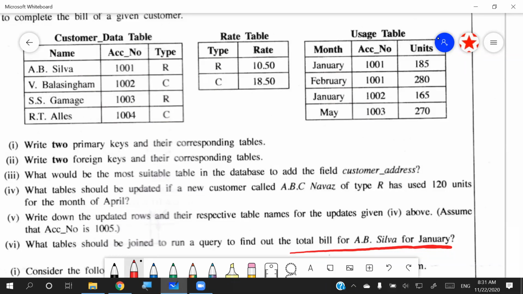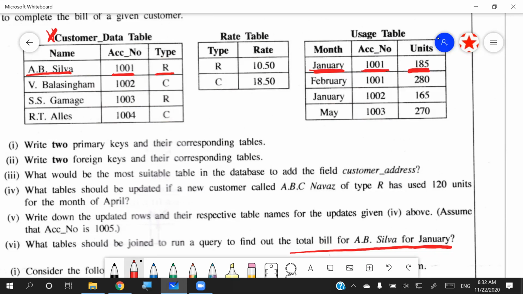So you may need AB Silva's bill for January. Now AB Silva is right over here. That means you need the customer table, customer data, and you have to find the account number and the type of that particular customer. They are asking for the bill for January, and the month is in the usage table. So you are going to refer to 1001 and the month. So the units are 185.